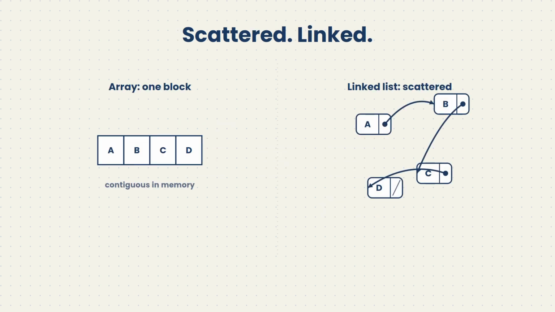This is the deepest difference from an array. An array is one continuous block of memory, every element side by side. A linked list is the opposite. Its nodes can be scattered all over memory in any order, and the pointers are what stitch them into a sequence. This freedom is the linked list's superpower and also the source of its main weakness.